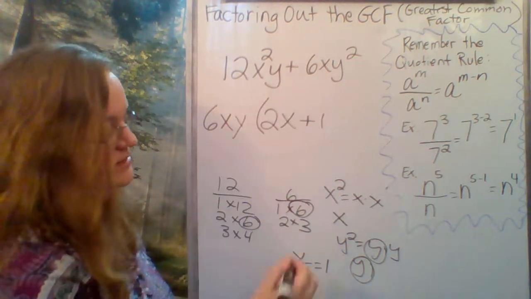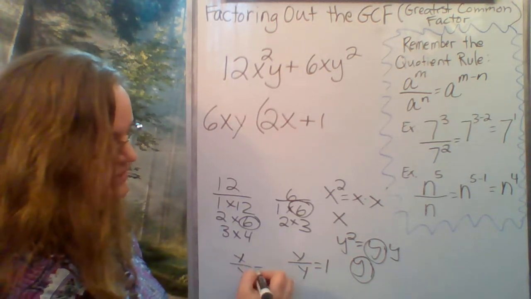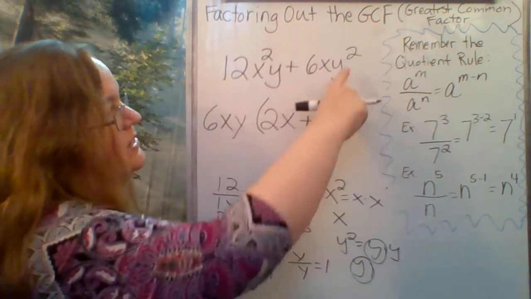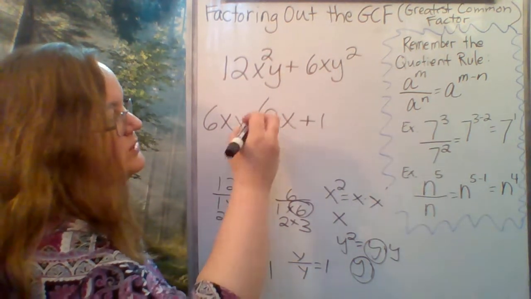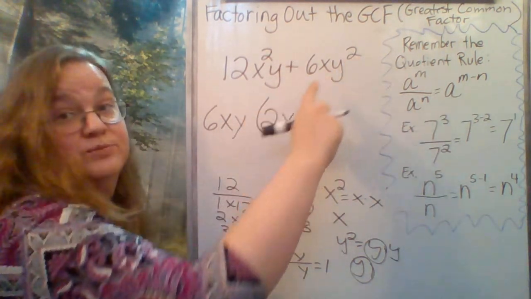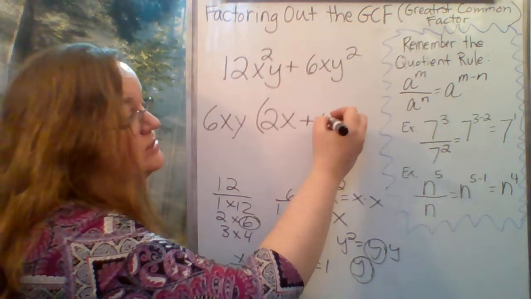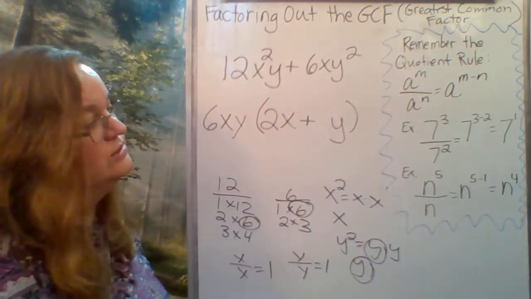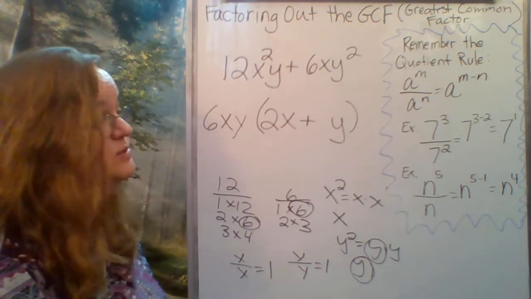X divided by X, remember any number divided by itself is 1, so X divided by X is 1. And then Y squared divided by Y, well, this is Y to the first, so 2 minus 1 is 1, so it's just Y. Okay, so it's 1Y, or again, you can just have 2X plus Y, and that's equivalent.